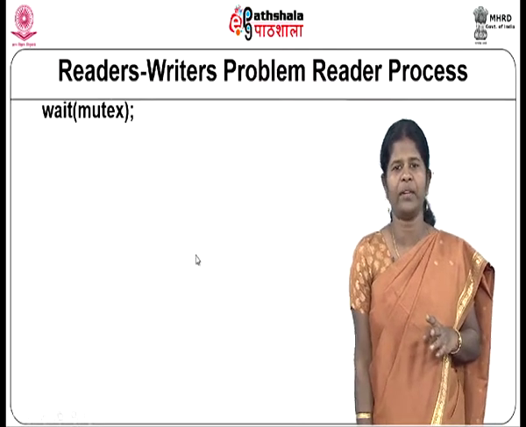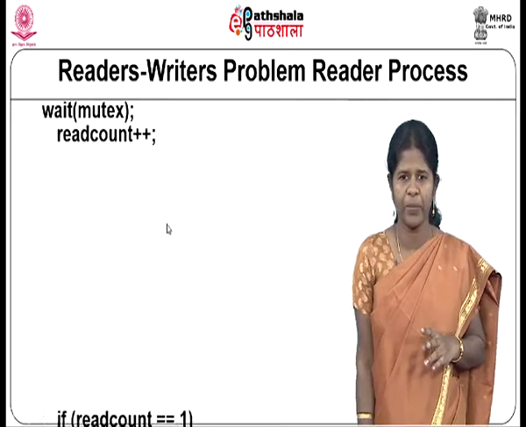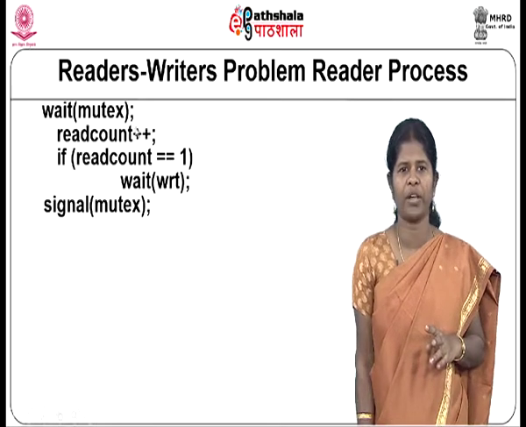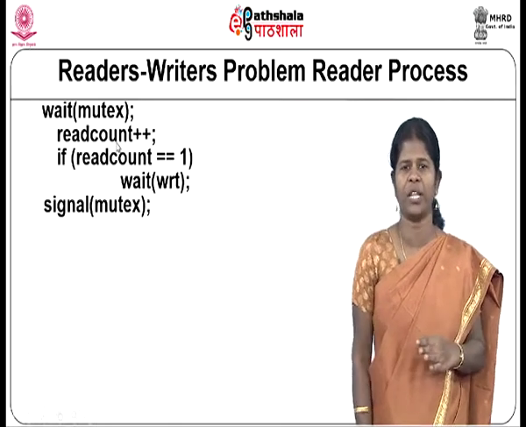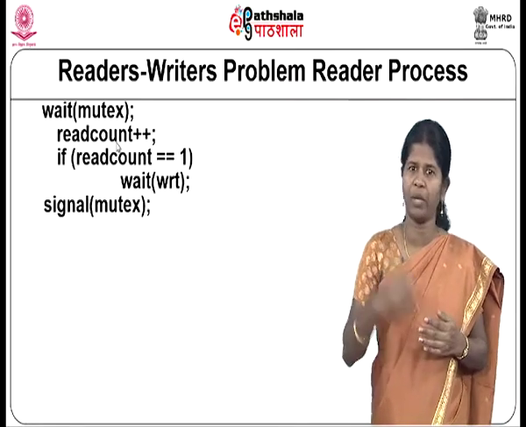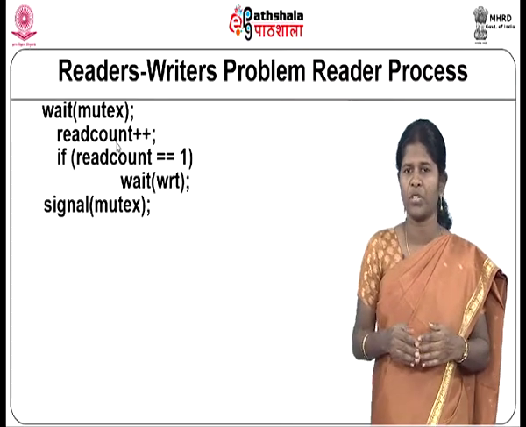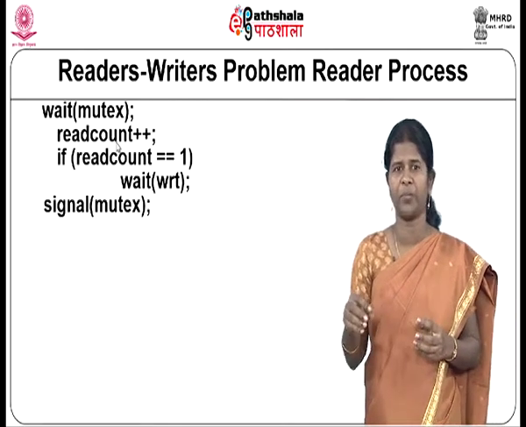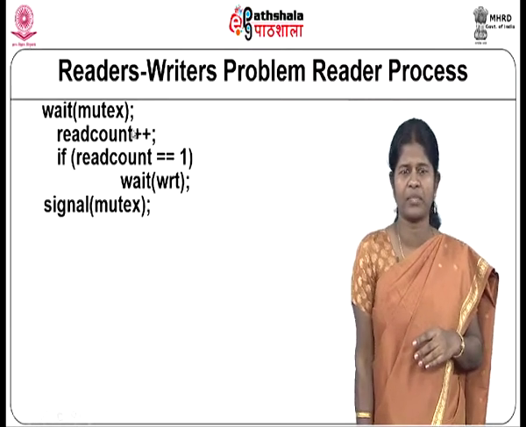Now, we look at the code, the algorithm, for the reader process. The reader process maintains a variable called read count, which maintains the number of reader processes currently reading from the file. As I told you earlier, more than one reader process can access the file at a particular time. So, you need to remember how many reader processes are currently accessing the file. For that, this read count is maintained.